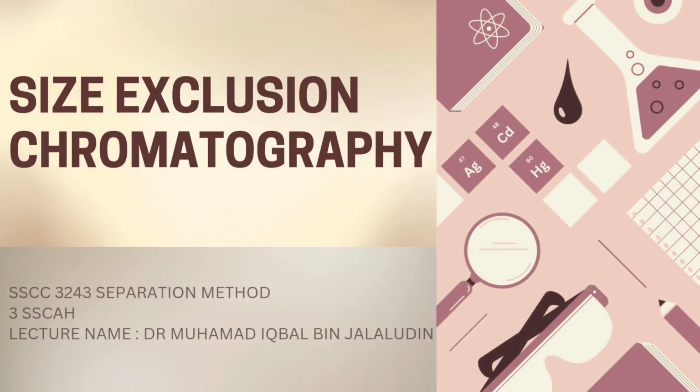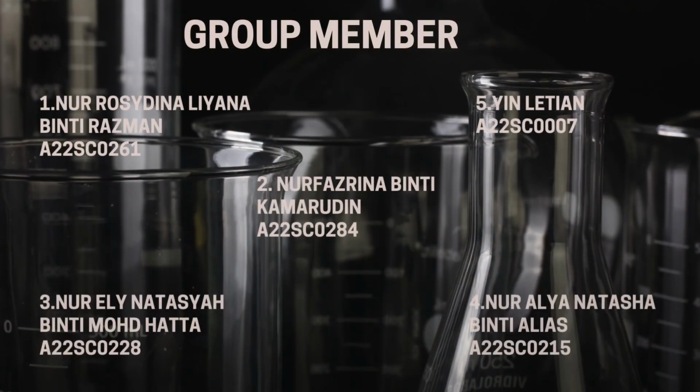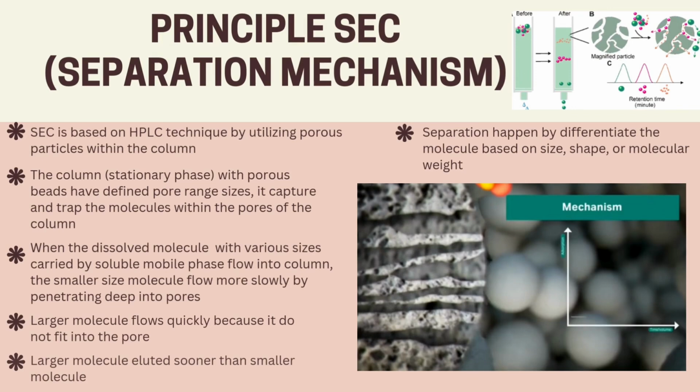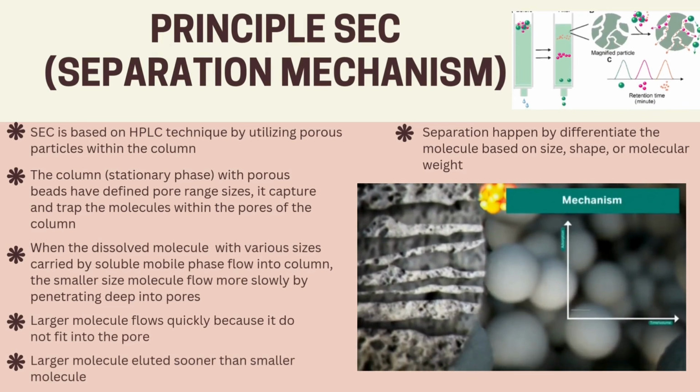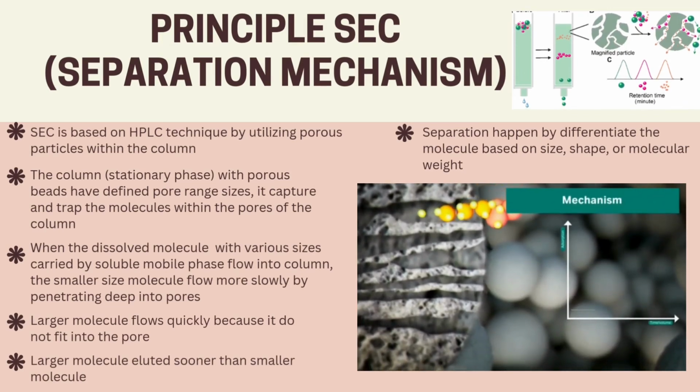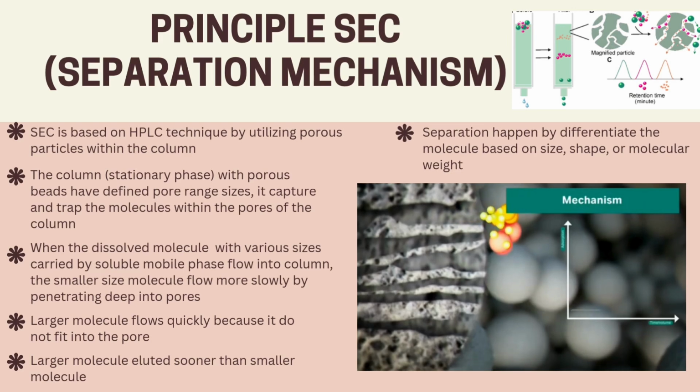This is about size exclusion chromatography. Size exclusion chromatography is based on the HPLC technique, utilizing porous particles within the column. Separation happens by differentiating molecules based on size, shape or molecular weight. The column with porous beads has a defined pore size.